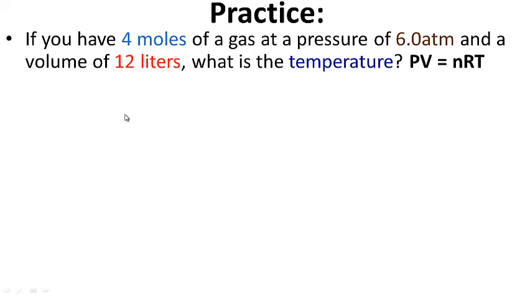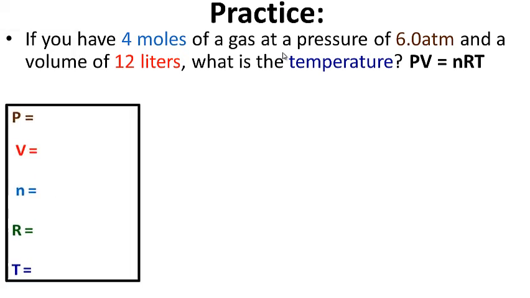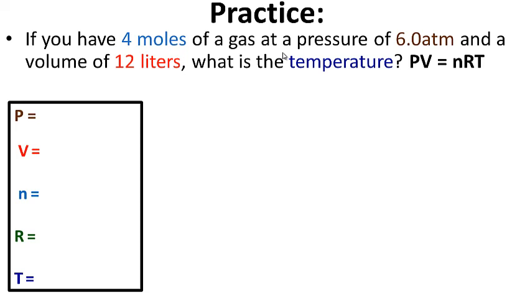Okay, let's see how you did. If you have 4 moles of a gas at a pressure of 6 atmospheres and a volume of 12 liters, what is the temperature of the gas? It's basically like a lot of the problems we've done in the past where you can plug in your values. Let's think about what we know here. We know pressure, we know our volume, we know the moles or the quantity of the gas, and we know R is a constant. We're solving for the temperature.